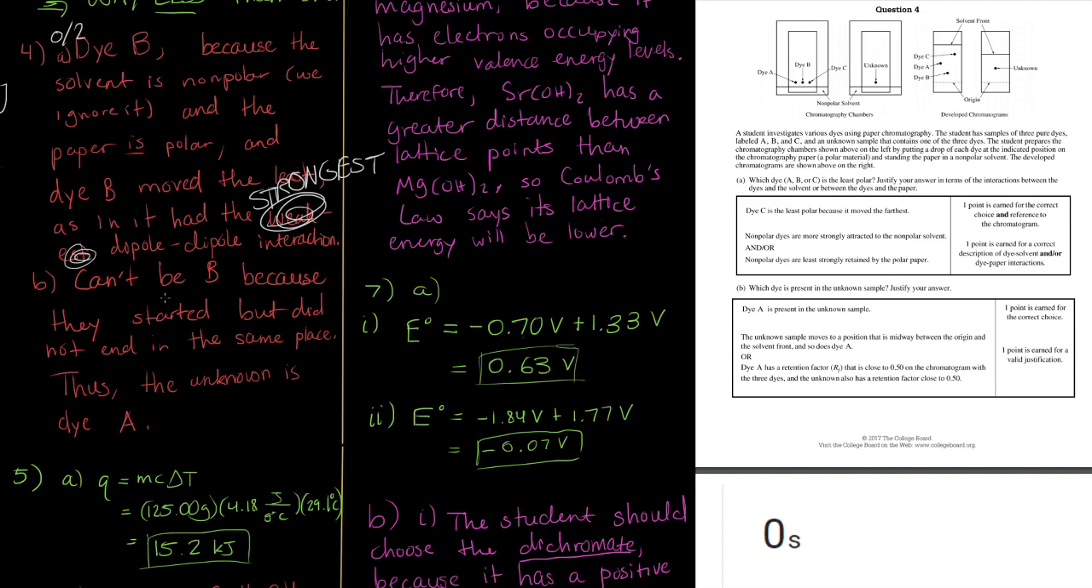What is the valid justification? Can't be dye B. The unknown sample moves to a position that's midway between the origin and the solvent front, and so does dye A. Oh, I see. The solvent front changed somehow. That's very funny. So I only get 1 out of 2 points because I didn't get a valid justification, even if I guessed correctly. The reason it doesn't go all the way to the same place is that the solvent front here, for some reason, is lower, and it still is going halfway, which is the same as dye A.